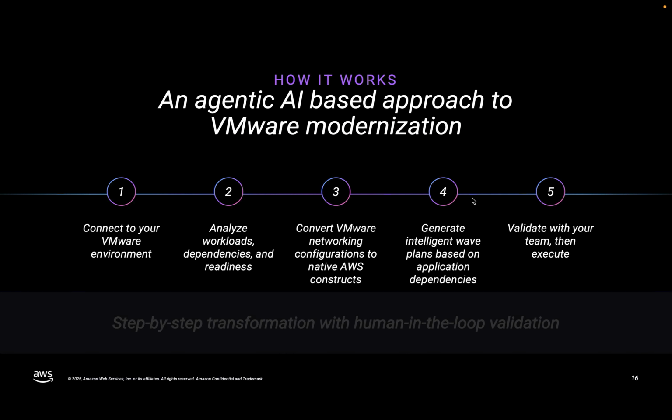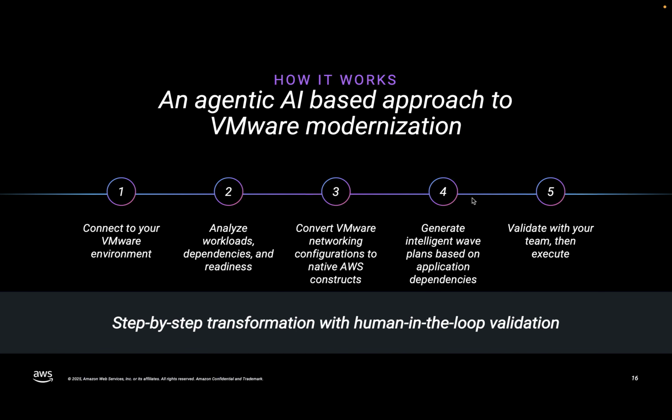So how it basically works is an agentic AI based approach to VMware modernization. So first you connect to your VMware environment, analyze workloads, dependencies, and readiness, convert VMware networking configurations to native AWS constructs, generate intelligent wave plans based on application dependencies, validate with your team, and then you just go ahead and execute, so everything comes to AWS.